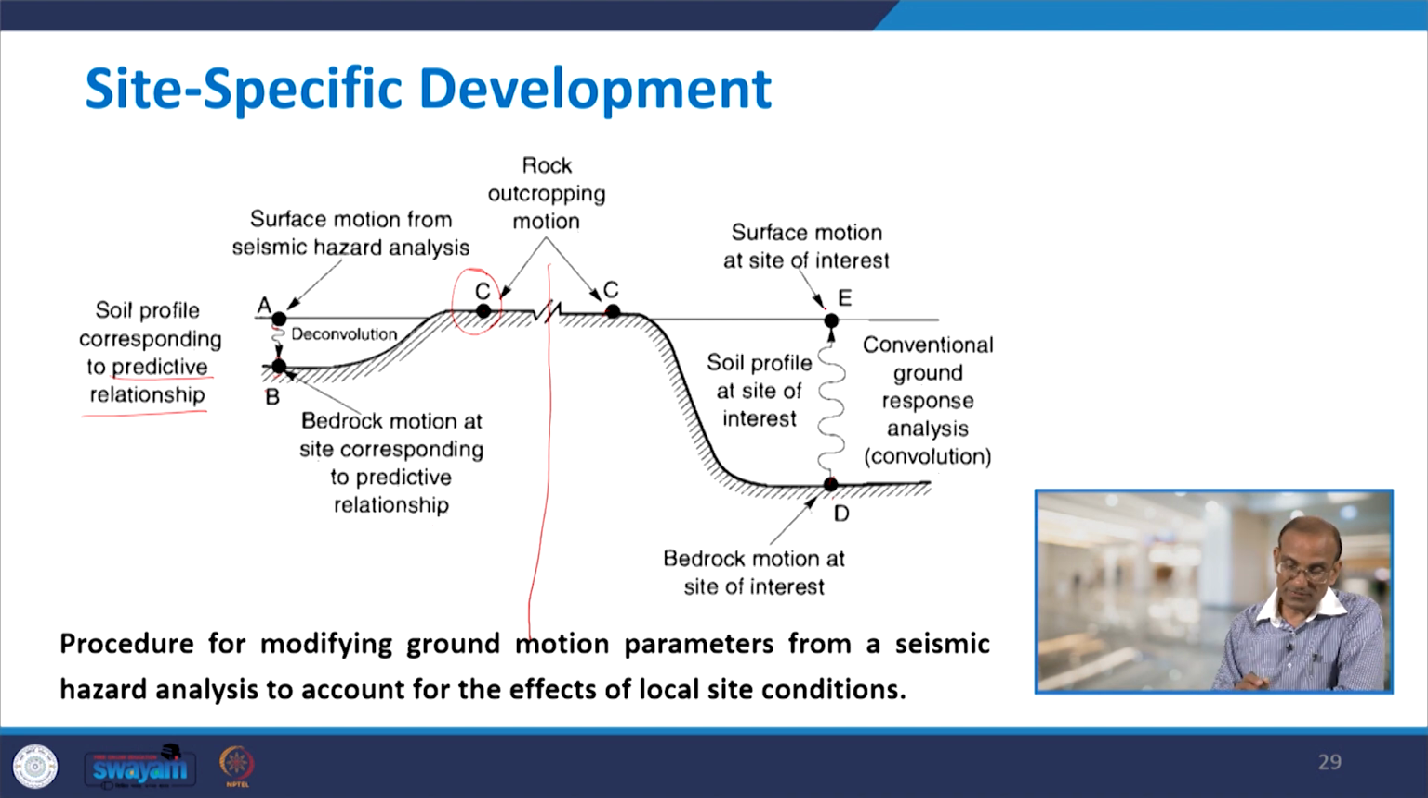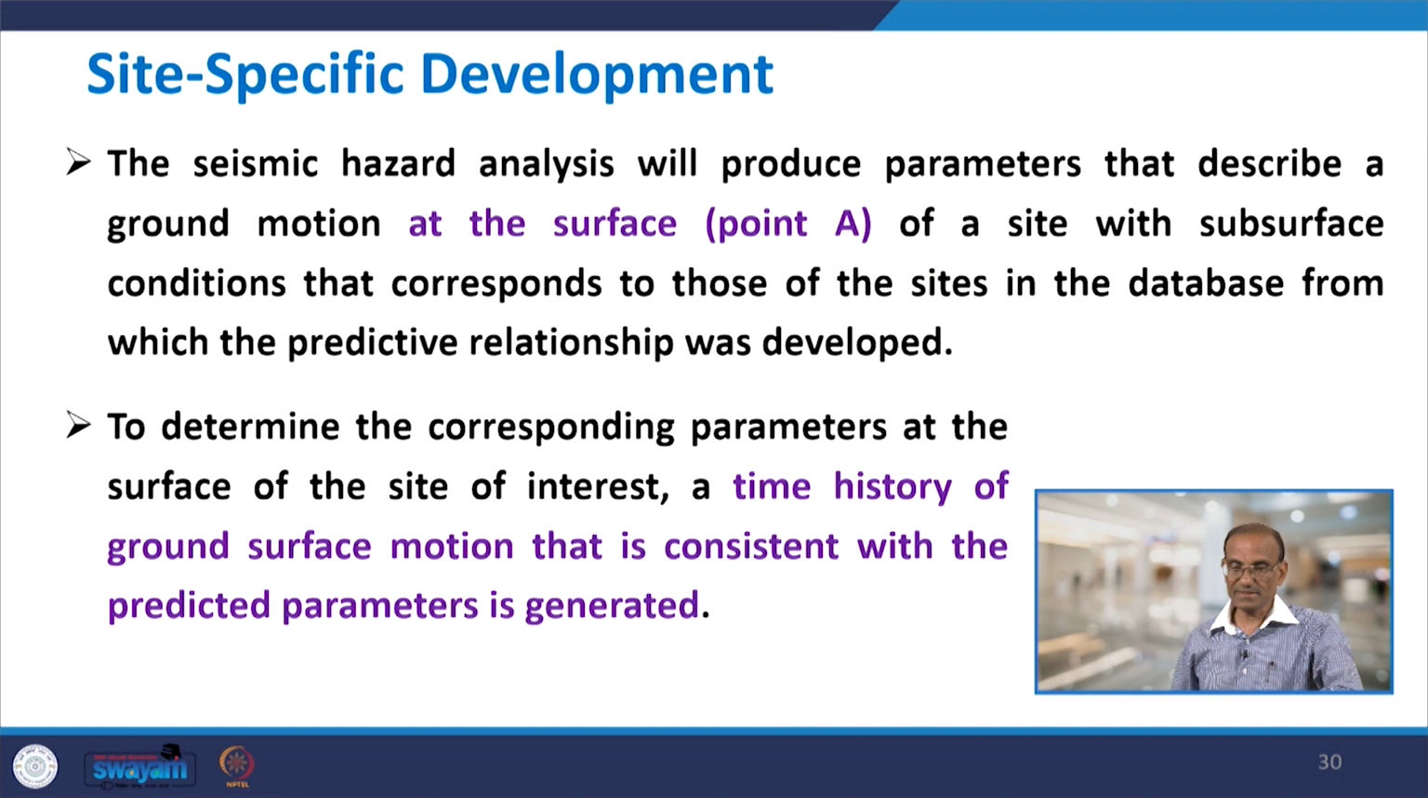So we started from point A, this is the beginning, and this is E, this is the end. When you do this exercise, the properties of the site between A and B are also involved, and D to E is also involved, the soil profile. So these steps are detailed out and listed here.